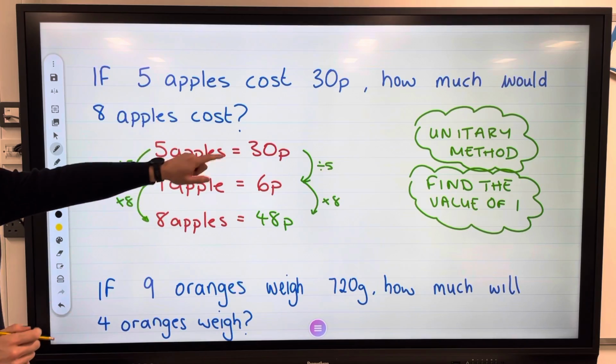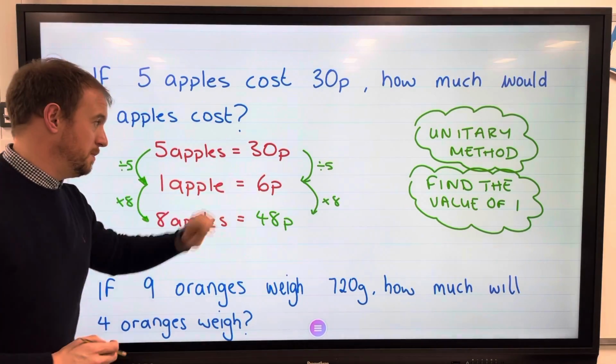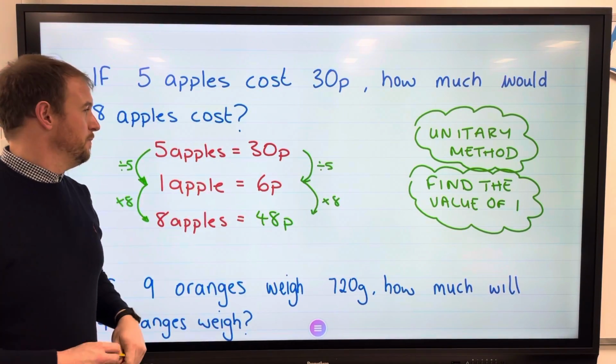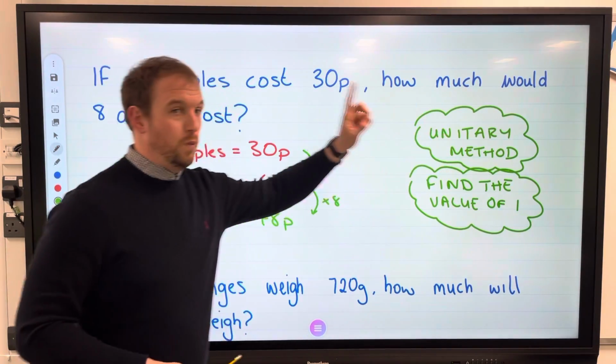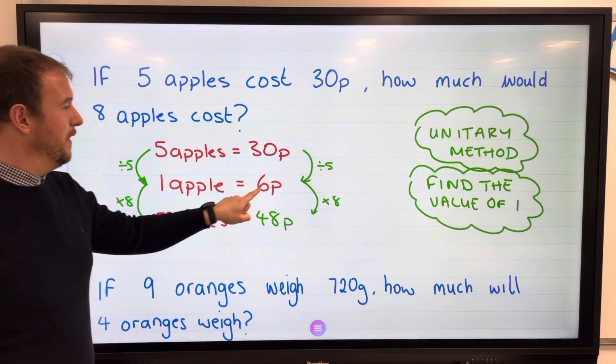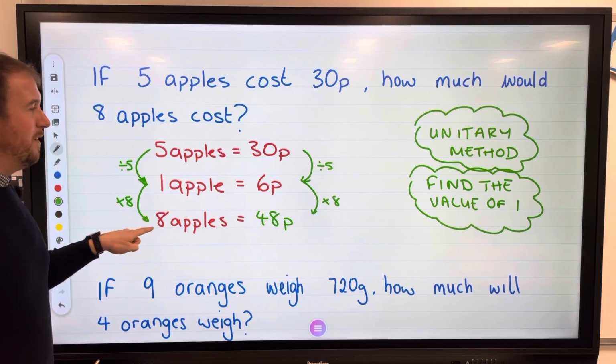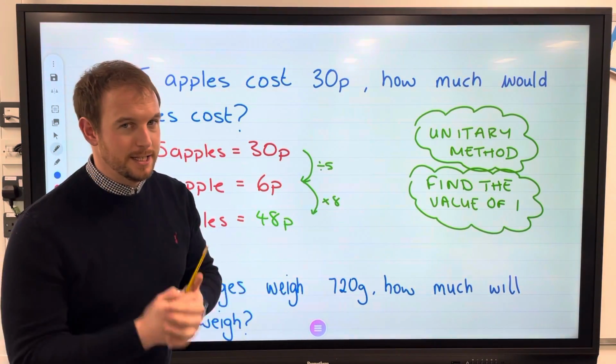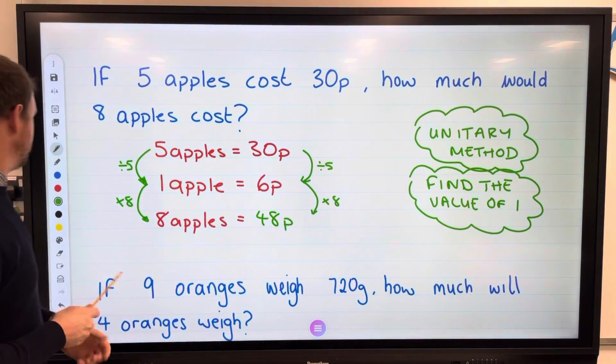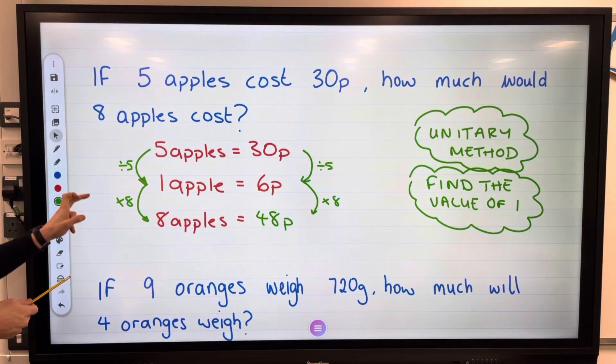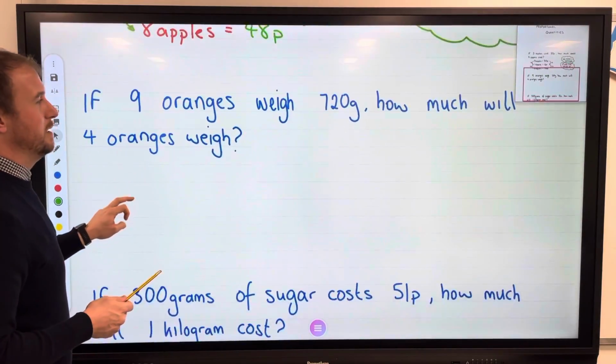So if 5 apples cost 30p, 1 apple must be 6p by dividing. That's the unitary method: finding 1 unit, and then multiplying it by however many you need. It's the same every single time. This one is about money. This next one is about weight.